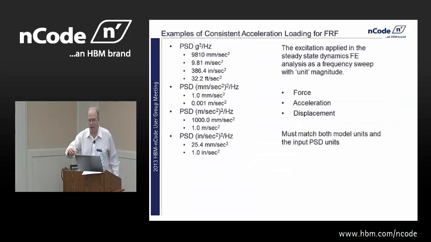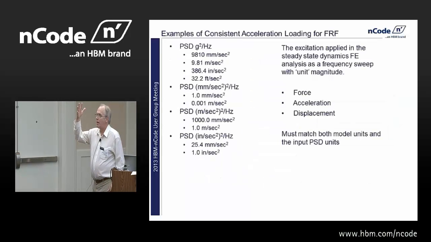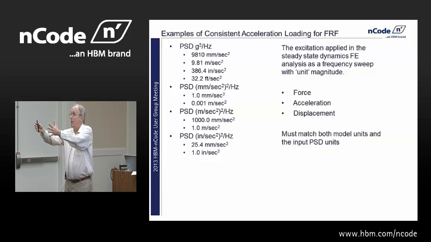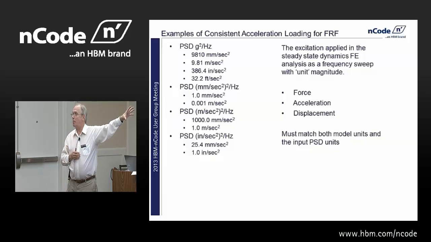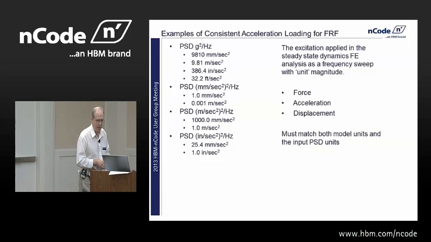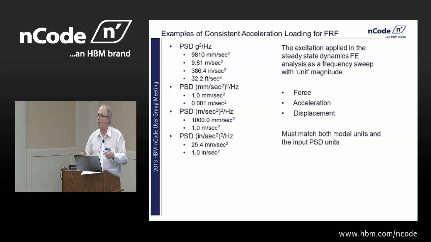And I just threw this out here in terms of consistency, but the idea is that if I'm going to have an input coming in from that PSD or that Excel spreadsheet that's in G squared per hertz, then I want my analysis inside of FE to be basically in terms of Gs. So it'd be whatever unit system I'm in, but basically I have a 1G excitation. And again, the same sort of thing whether I'm working with force or displacement.